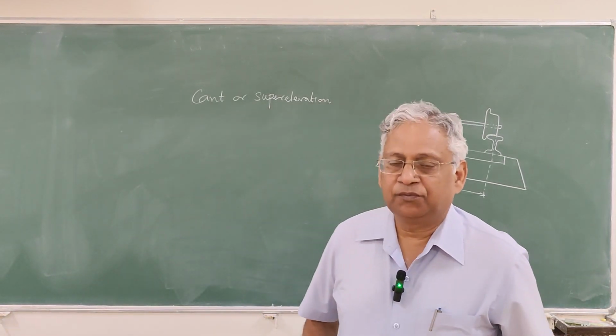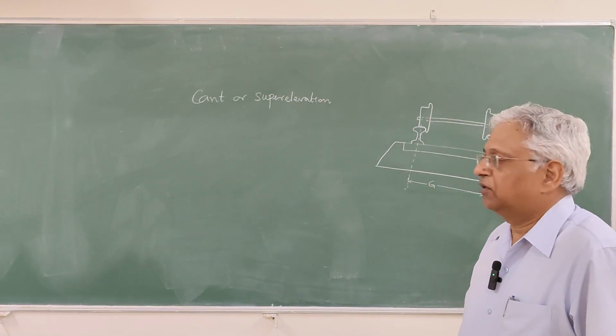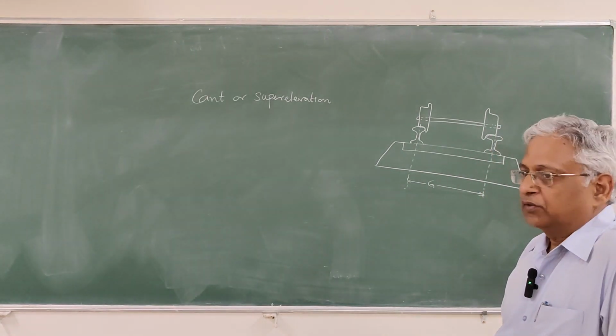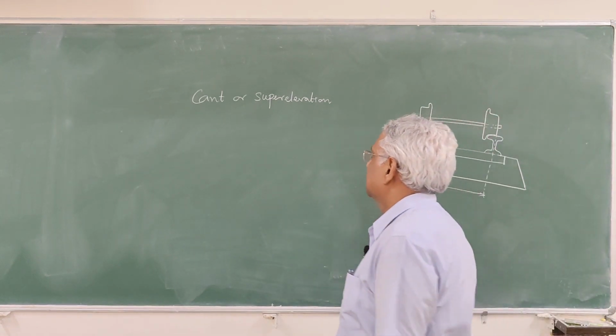Hello friends, today we will discuss the concept of superelevation in railway tracks. It is also called the cant.